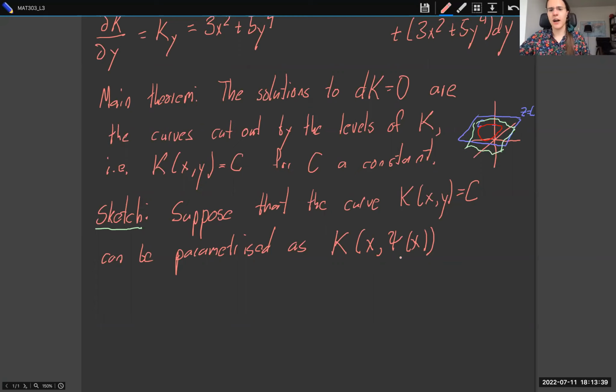So in other words, we are going to get y as a function of x, and it's going to locally parameterize this curve. This isn't necessarily something that you can do globally, but you can do either x in terms of y or y in terms of x, unless something very weird happens. But generically, you're able to do such a parameterization. So suppose psi is a function such that it satisfies this equation.